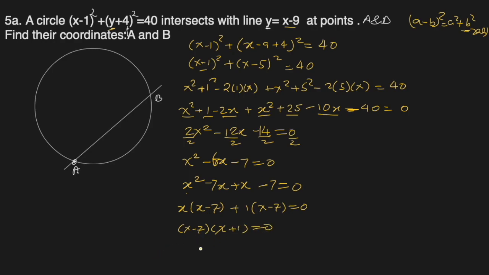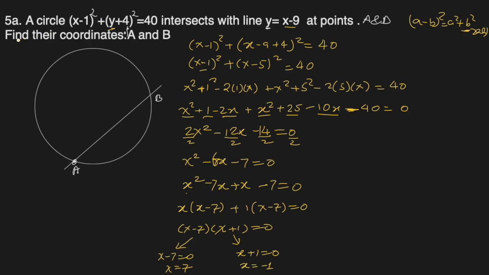Since two multiplications are equal to 0, either of them will be equal to 0. So x minus 7 is 0, that gives us x equal to 7. x plus 1 is equal to 0, that gives us x equal to negative 1.